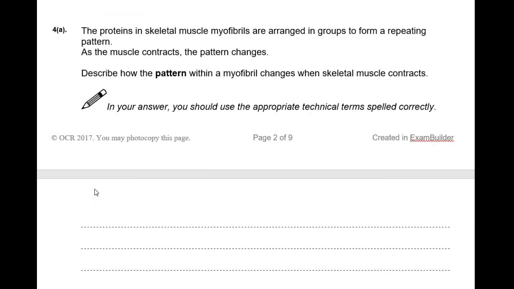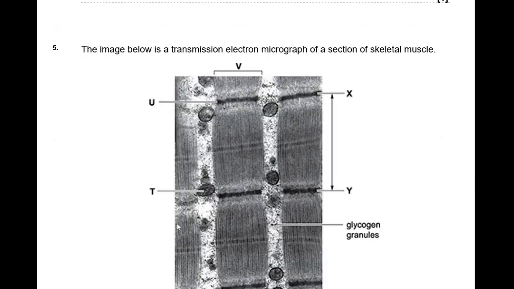The next question is: proteins in skeletal muscle myofibrils are arranged in groups to form a repeating pattern. As the muscle contracts, the pattern changes. Describe how the pattern within a myofibril changes as the skeletal muscle contracts. Now we haven't done muscle contraction yet, but you could have a go at starting this question based on what we were talking about, my fingers sliding over each other, so you can talk about that.